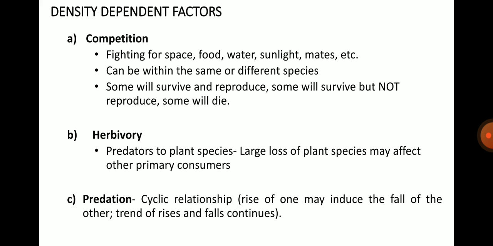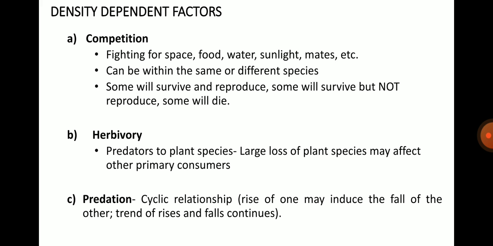Next is herbivory. It's like predation actually. The predators to plant species. There is a large loss of plant species which may affect other primary consumers during this herbivory, which is a type of negative interspecific interaction.